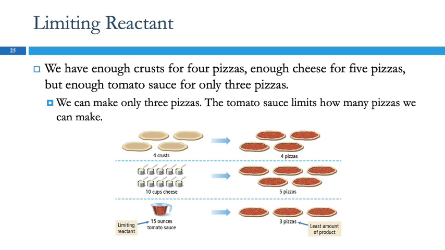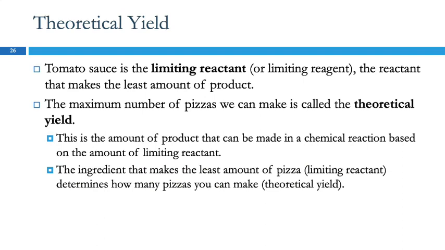Any questions yet? So tomato sauce is a limiting reactant, the reactant that makes the least amount of product. The maximum number of pizzas we can make is that smallest number from our little calculation. That's called the theoretical yield. So in a chemical reaction, that's the amount of product you can make based on the amount of the limiting reactant. The ingredient that makes the least amount of pizza, the limiting reactant, determines how many pizzas you can make, the theoretical yield.